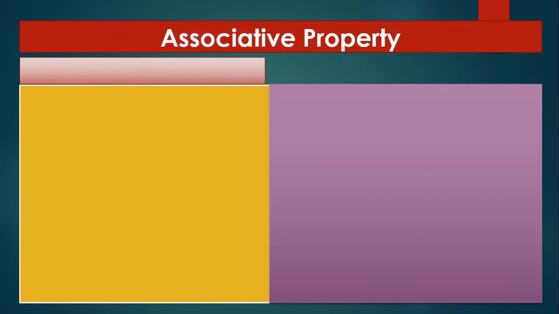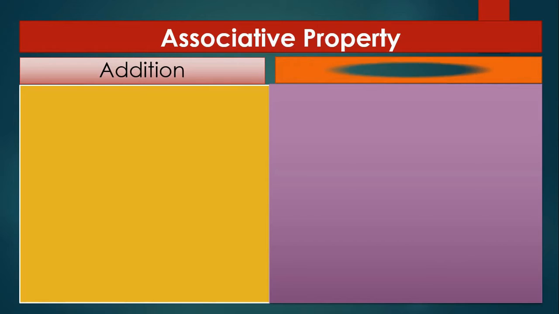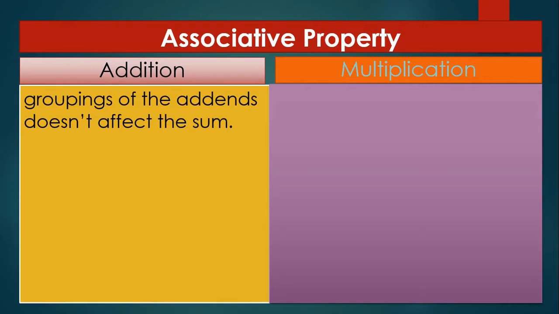Okay, let's have the associative property. The first one is the associative property of addition and the associative property of multiplication. Now, what is the associative property of addition? The associative property of addition is that groupings of the addends doesn't affect the sum. Say for example, the first grouped here is 3 and 4, plus 5. If we evaluate this, it's the same as the answer on the right. Here 3 and 4 was grouped, here is 4 and 5. So they have the same answer.